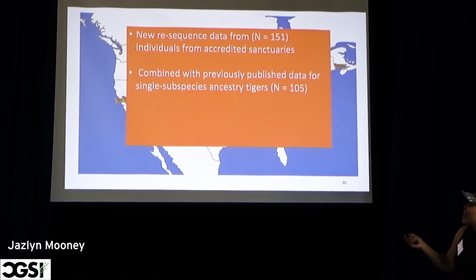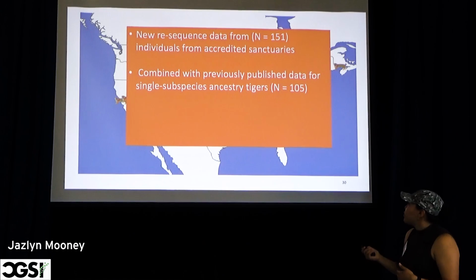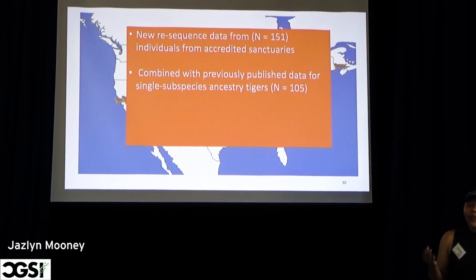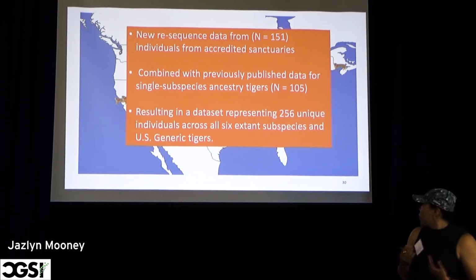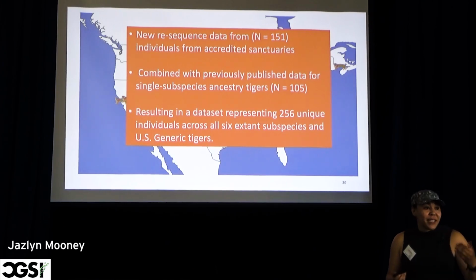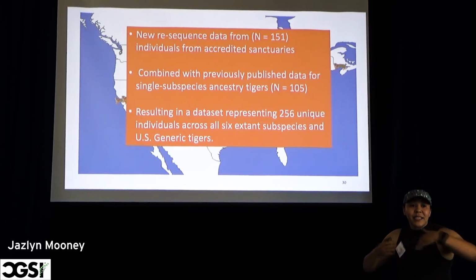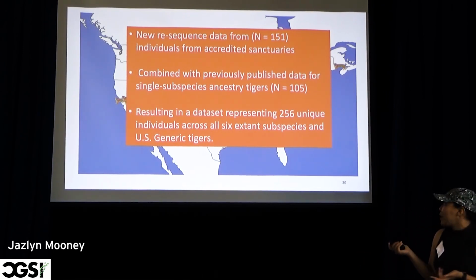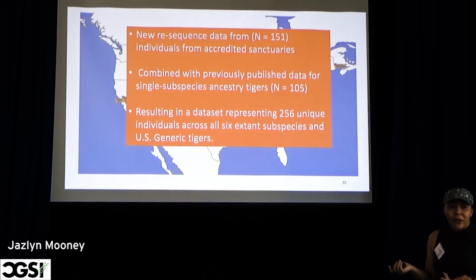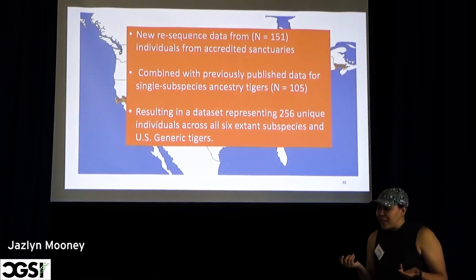So we got that data and then we combined it with previous information from wild single ancestry subspecies. We had around 105 of those, which actually gave us a pretty great data set of 256 individual tigers from the extant wild populations. And then we have what we call our US generic, meaning we didn't really know about their background. No one knew about their background, tigers. So we don't know what their ancestry looks like.